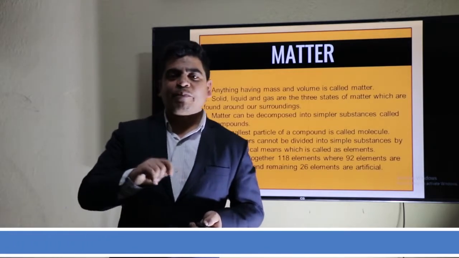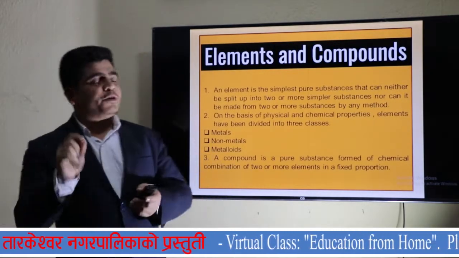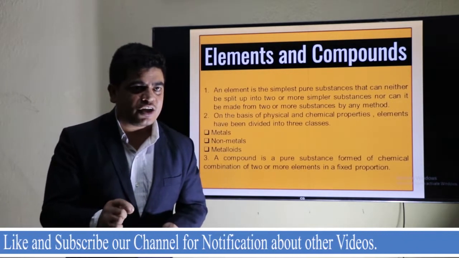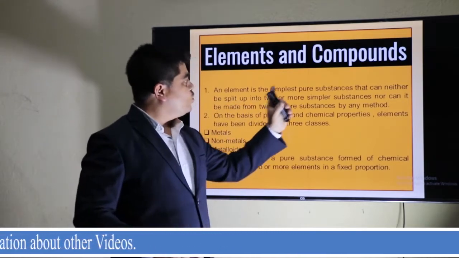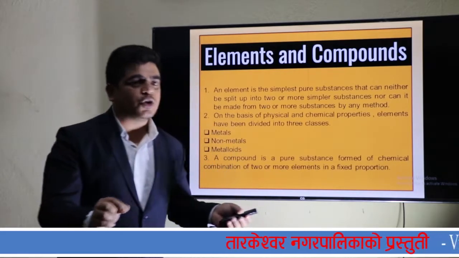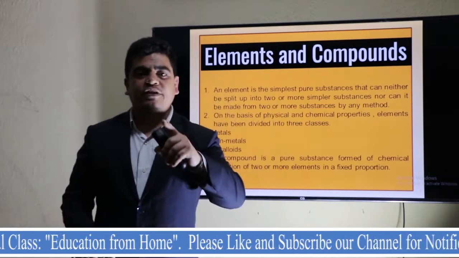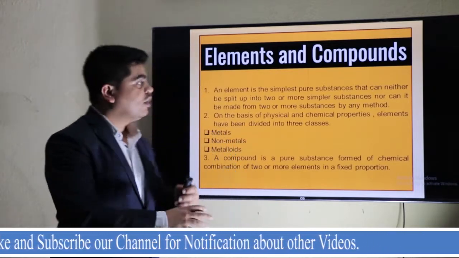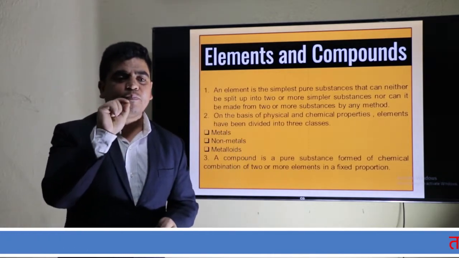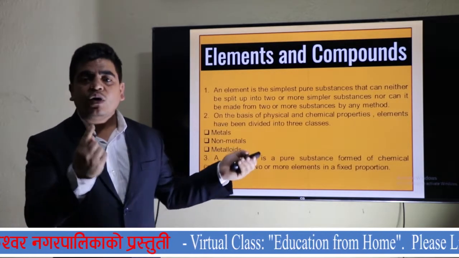Okay, let's discuss the elements, compounds and molecules. Elements are the simplest, purest substances that can neither be split into two or more substances nor made from two or more substances. That is why they are the simplest, purest form of substance, and they can exist or be formed with a single atom.